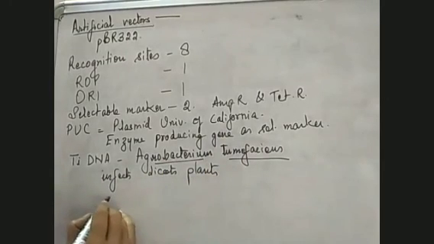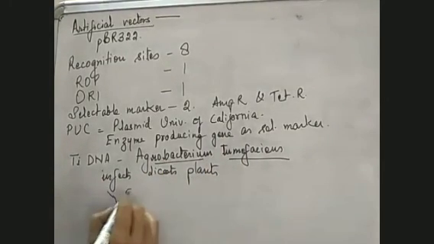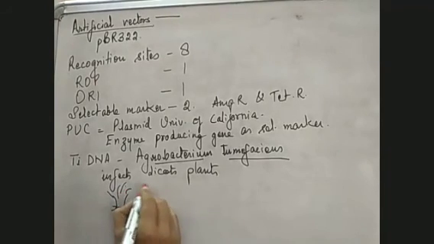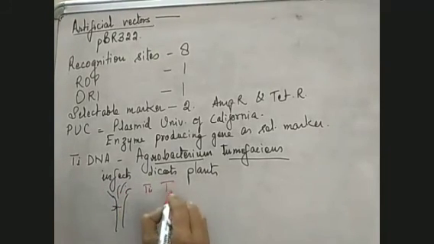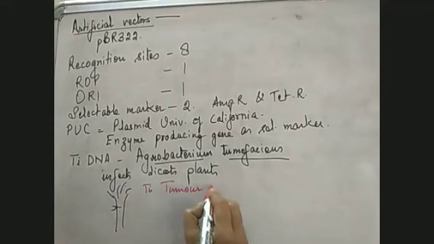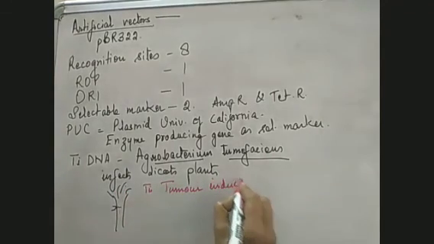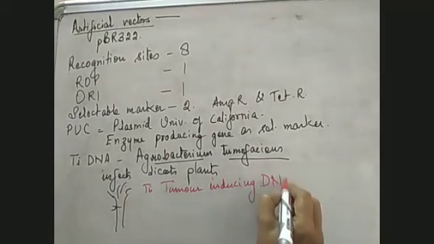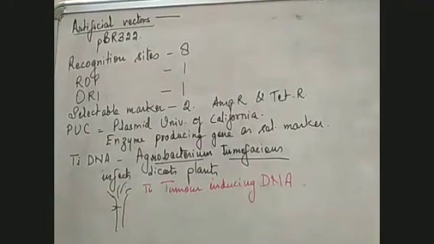Suppose this is a dicot plant which is infected by this bacteria. So what it does is that it sends its TI-DNA inside. That means this DNA which is sent inside is a tumor-inducing DNA. This is sent inside. So TI is tumor-inducing DNA.